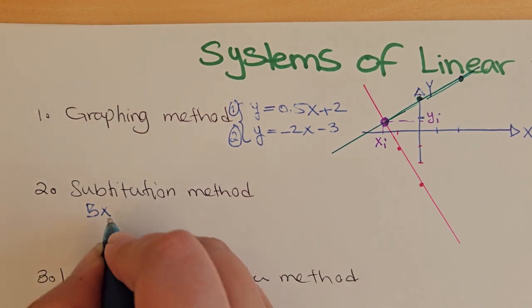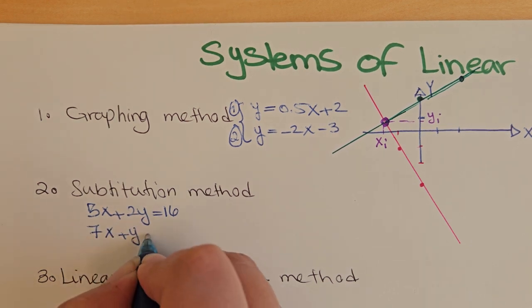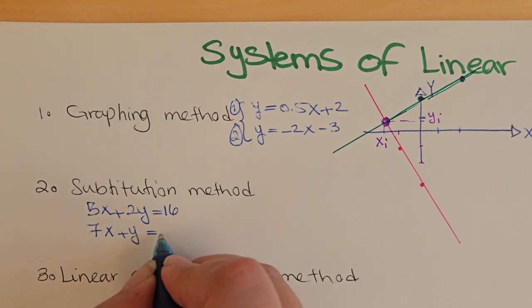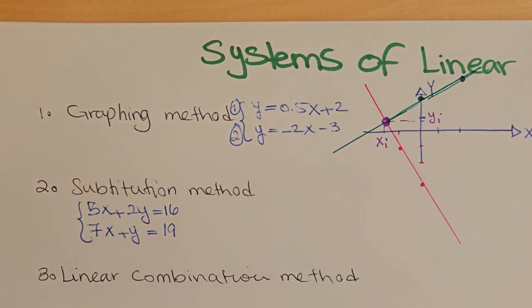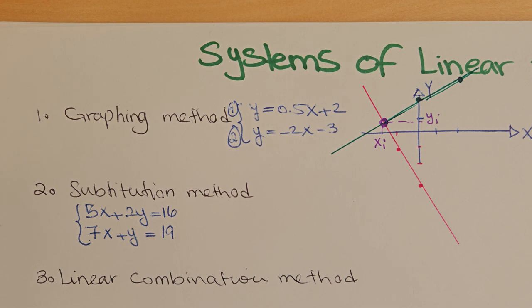So 3x plus 2y equals 16. That's one equation. The other equation would be 7x, okay, plus y equals 19. So again, I have two equations. Both of them are in terms of x and y. I have two variables, x and y, okay? Equation number 1, equation number 2. So this is line number 1, this is line number 2, and I want to see if they intersect, right? What is the coordinate of this intersection point, okay?